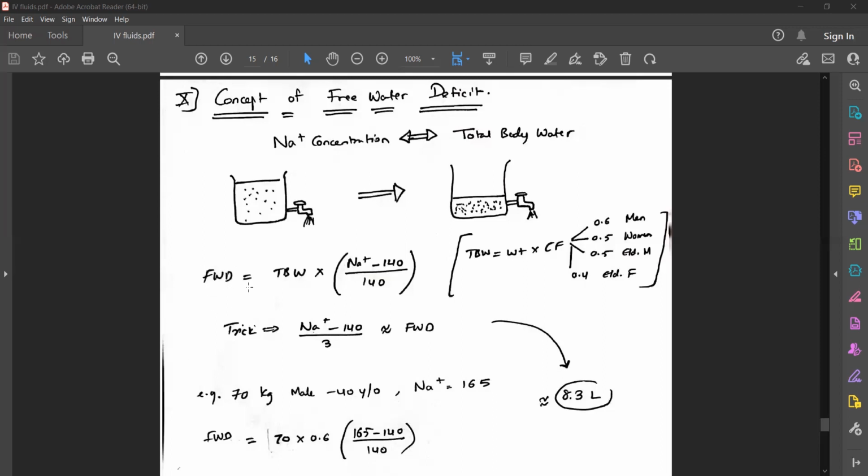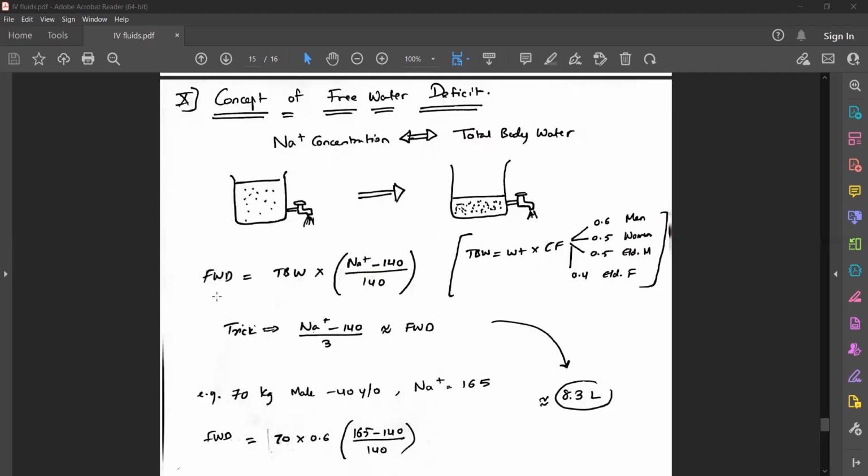Now, how do you calculate someone's free water deficit in order to correct it? Free water deficit will be equal to total body water times (sodium minus 140) upon 140. Now, this total body water can be calculated with weight times the correction factor, which is different based on the sex and the age of the person.